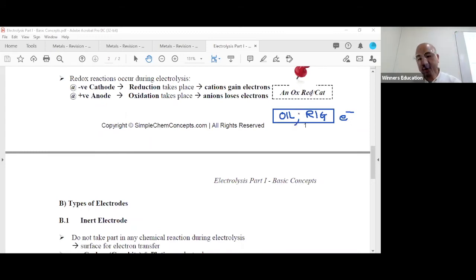I'm going to teach you another phrase, which is here. It's called Red Cat. So what does it mean? Let's write this out first. This refers to cathode, and a reduction always occurs at the cathode.